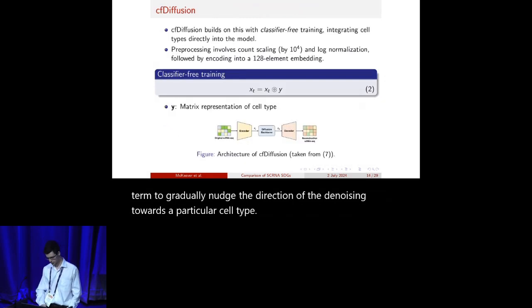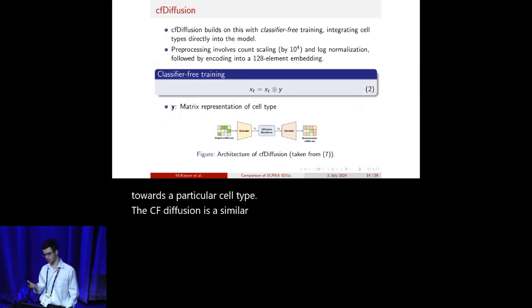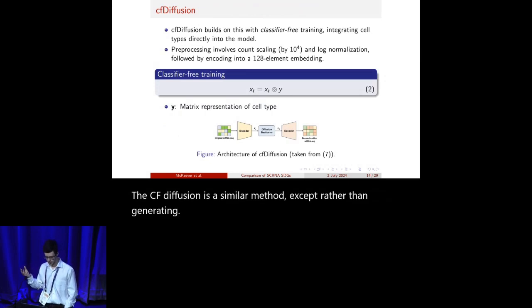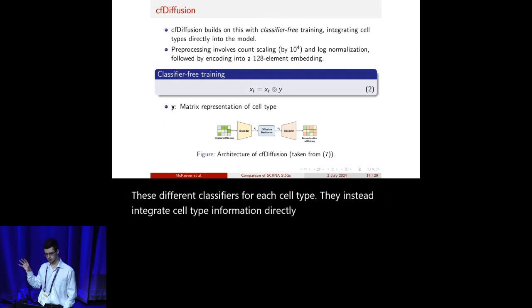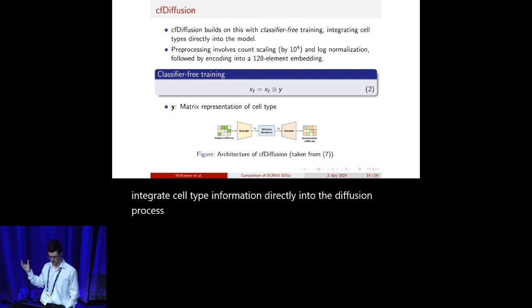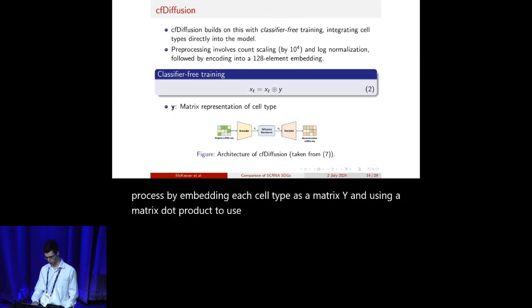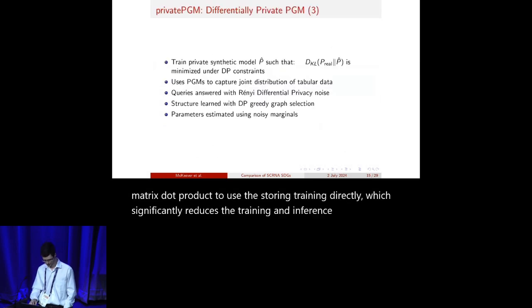CF diffusion is a similar method, except rather than generating these different classifiers for each cell type, they instead integrate cell type information directly into the diffusion process by embedding each cell type as a matrix Y and using a matrix dot product to use this during training directly, which significantly reduces the training and inference costs.